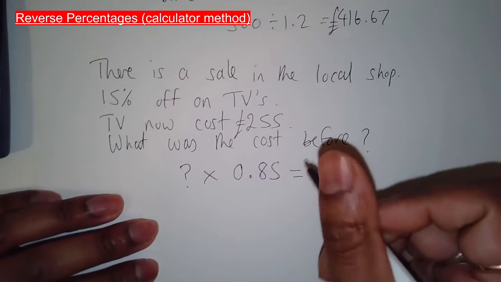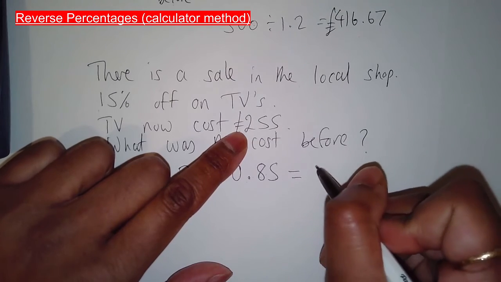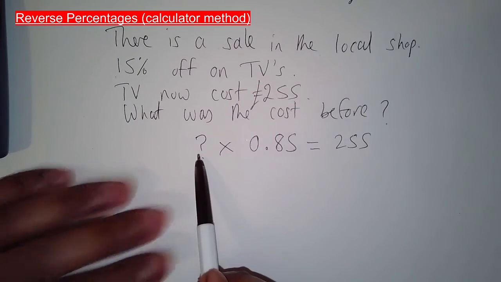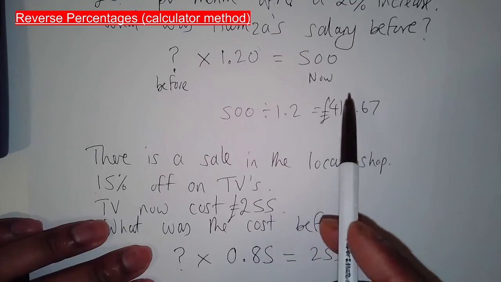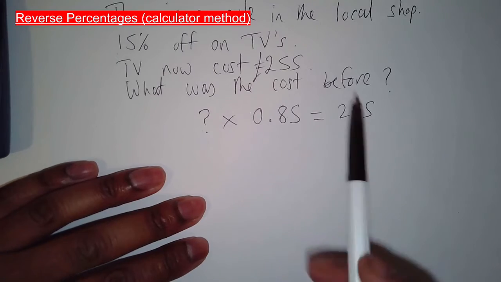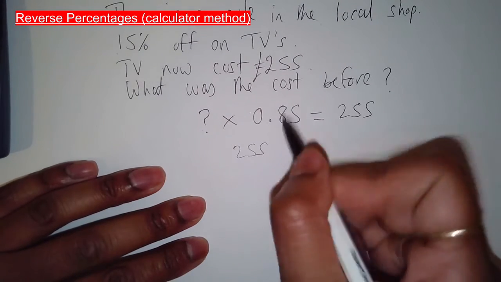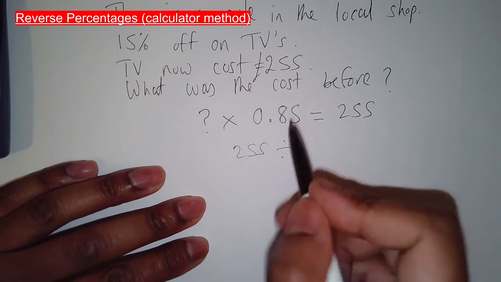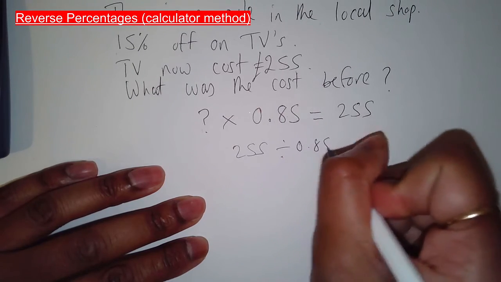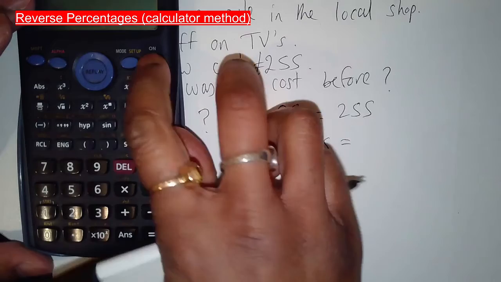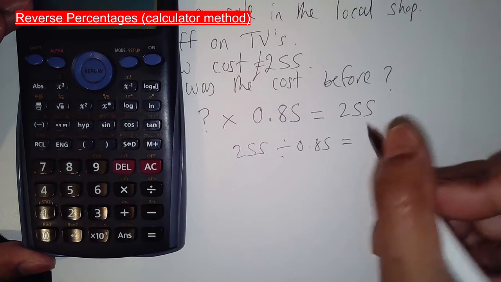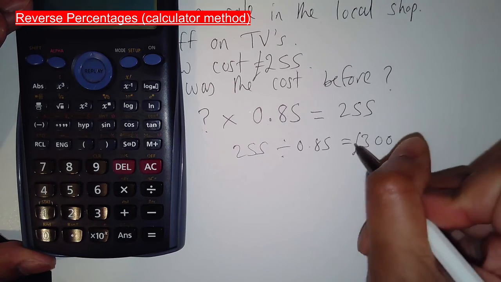That is now worth £255. So we want to find out what it was before. So in the same way as what we did here, the inverse operation, we're going to do the same here. 255 divided by, remember, the opposite of times is divide, by 0.85. £300.